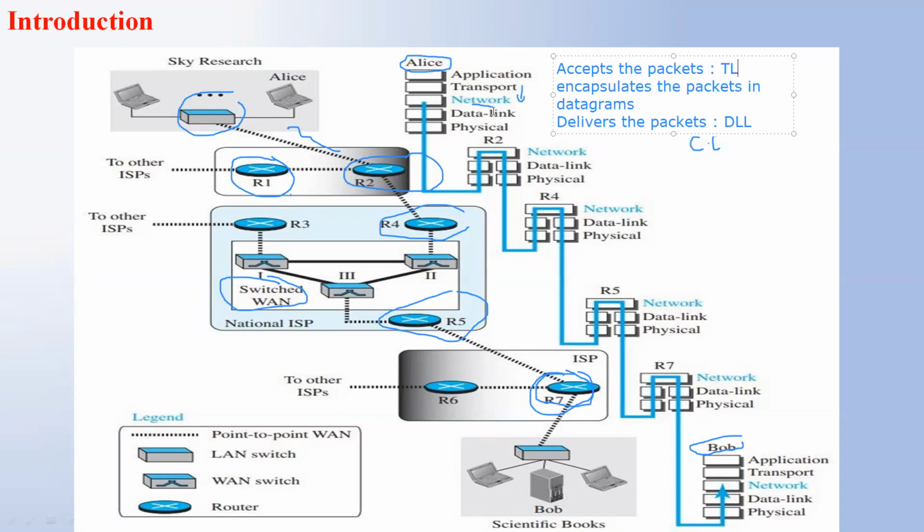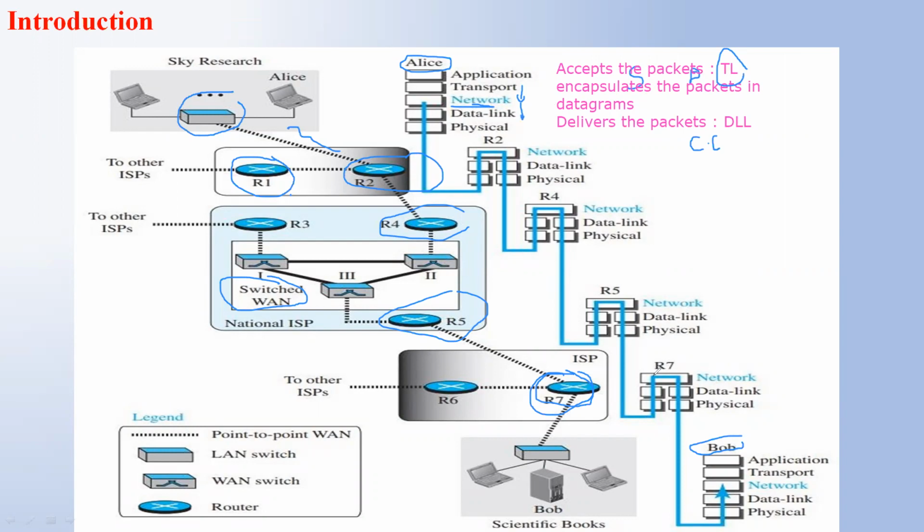So as I said, the network layer at a source node will accept the package from the upper layer called the transport layer, encapsulate the packets in the datagram, and deliver those packets to the lower layer called the data link layer.